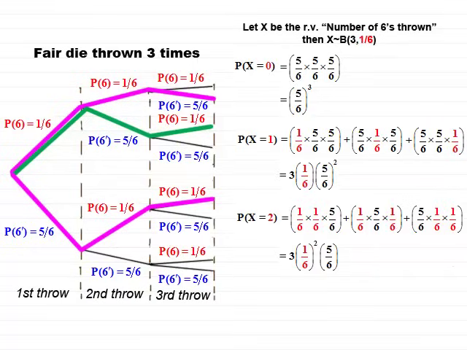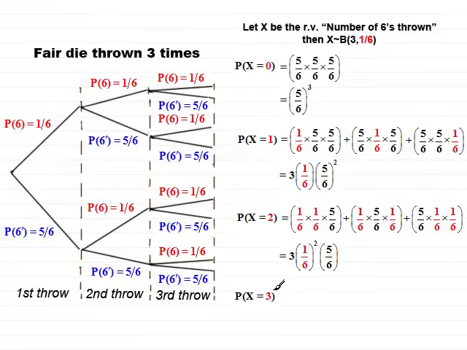We can also have the probability that x equals 3. 3 successful goes of getting a 6. And that can only occur once through this path through here. And the probability of that happening will be 1/6 × 1/6 × 1/6. In other words, 1/6 cubed.